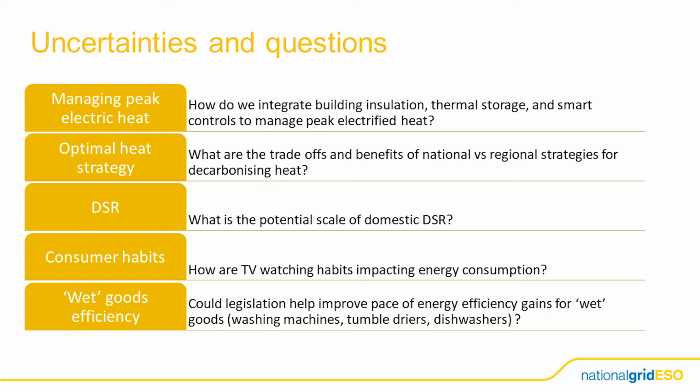Next is a question about what are the most effective ways of deploying low carbon technologies? And then, what is the potential scale of domestic DSR, demand-side response? And then, energy consumption for non-heat home appliances is seen to be falling faster than efficiency would suggest. Is this due to changing habits? Can we find out? And finally, could legislation help address the lag in energy efficiency improvement for wet home appliances like washing machines, tumble dryers, dishwashers, and so on?